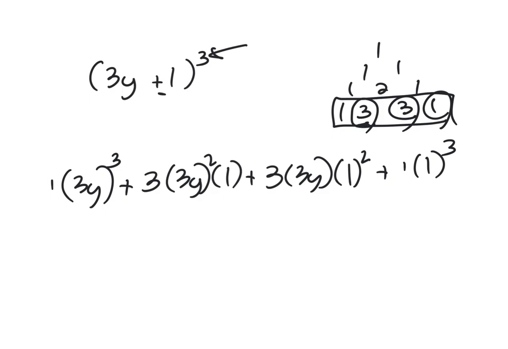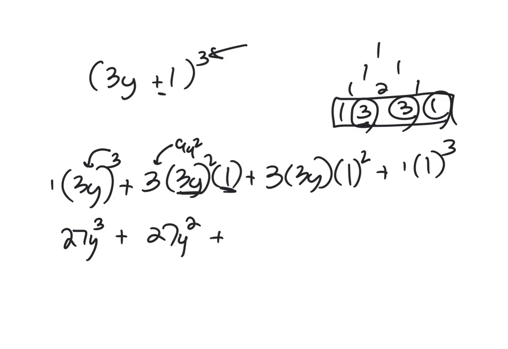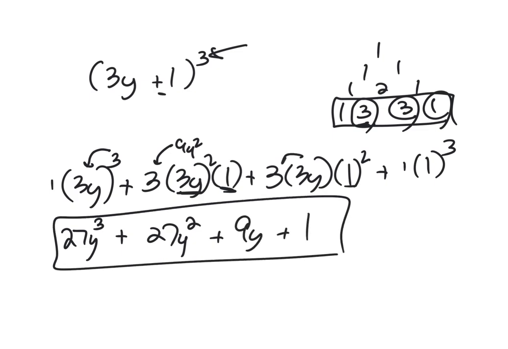Remember, 2 lines and you're done. This 3 right there goes for everything inside. I'm going to cube both those things. That's going to be 27y cubed. The 1 I don't care about because 1 times anything is just 1. I'm going to square 3y, that's 9y squared, times that 3, 27y squared. The 1 again, I don't care, still 1. 3 times 3 is 9y, and 1 cubed is 1. Okay, and there's your 2 lines, there's your answer.